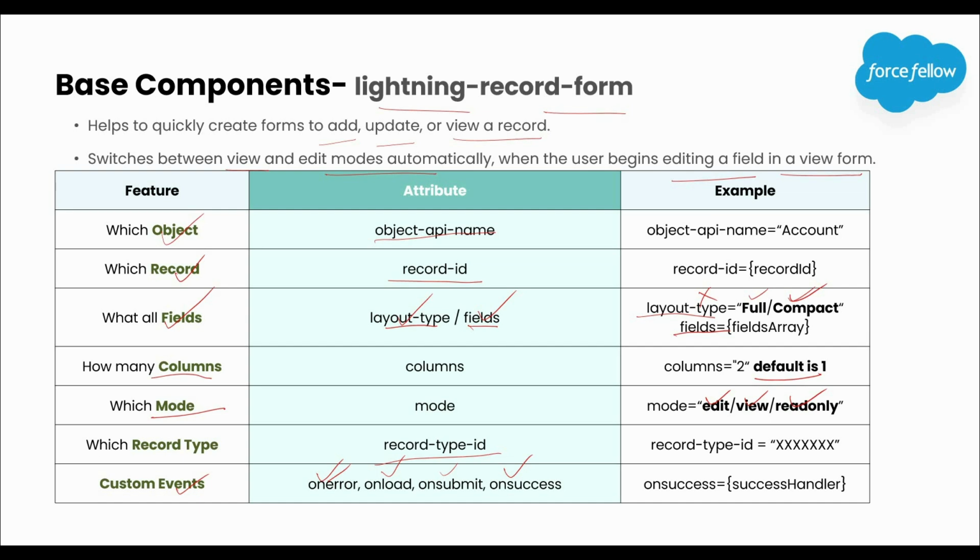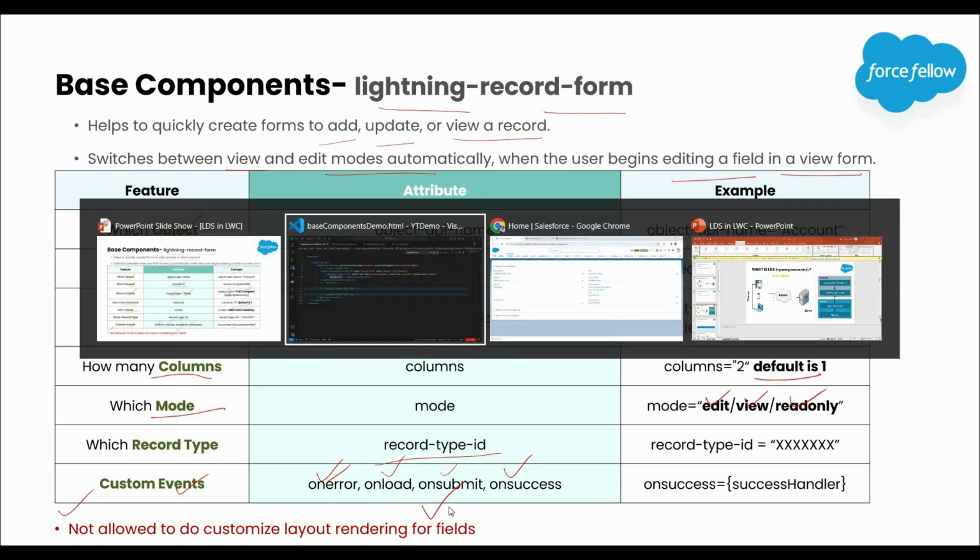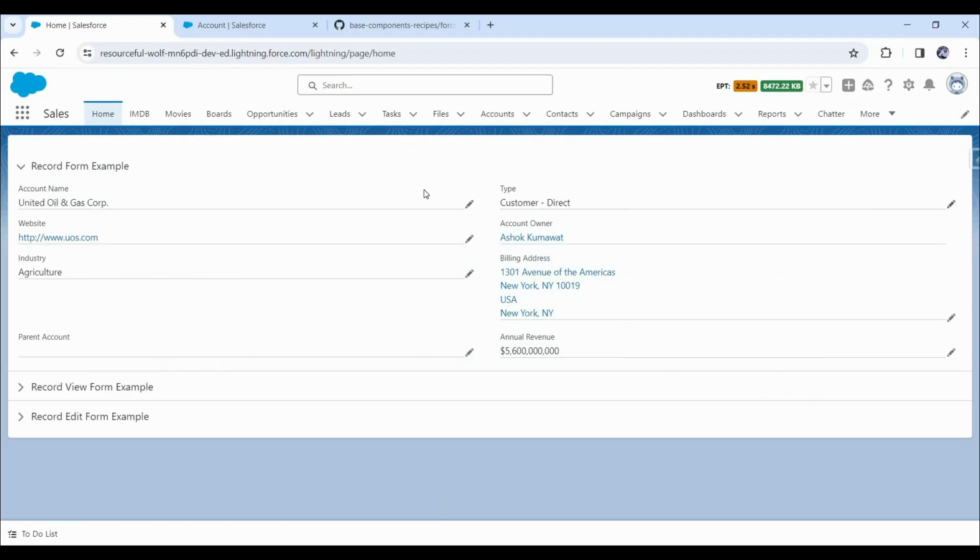Alright? Well, everything is fine with Lightning record form, but here we have a major problem. That is, it doesn't allow us to customize layout rendering for fields. What does it mean? It means whatever fields we want to show in this form, all those fields will have the same look and feel on the UI. Like here you can see each field has the same look and feel. I mean the same width and alignment, right?